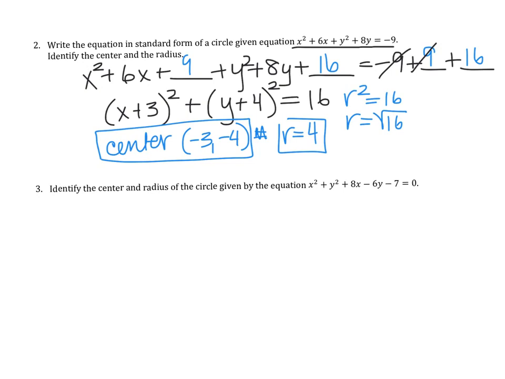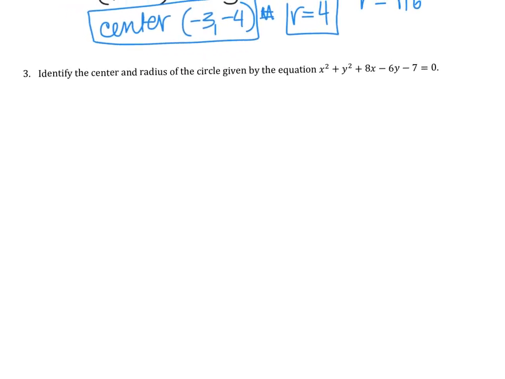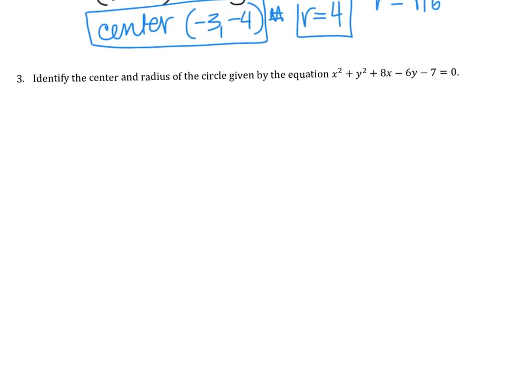Okay, for number 3, it says identify the center and the radius of the circle given by the equation x squared plus y squared plus 8x minus 6y minus 7 equals 0. So the first thing you are going to do is group the x's together, group the y's together, and move the constant to the other side of the equal sign. So x squared and 8x I'm going to group together. And I know that I'm going to be completing the square, so I'm just going to leave a blank there.